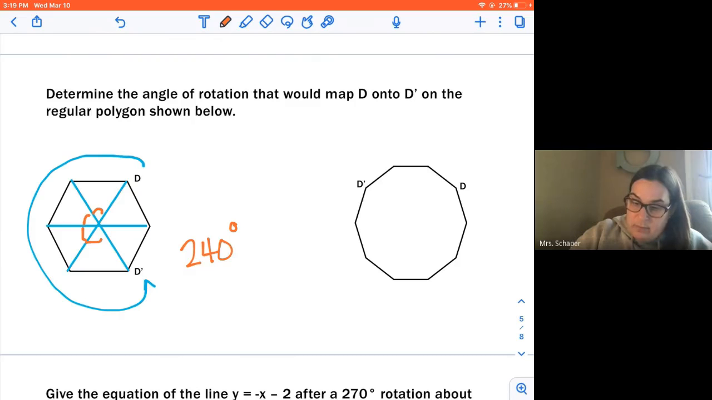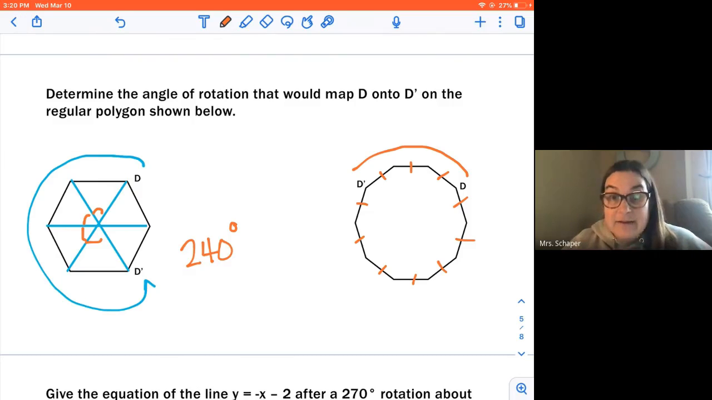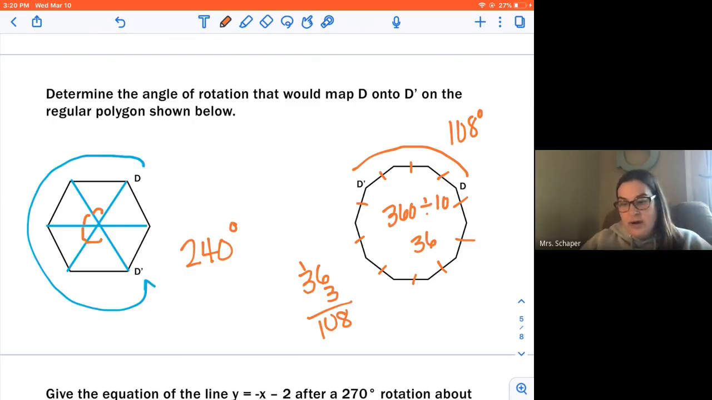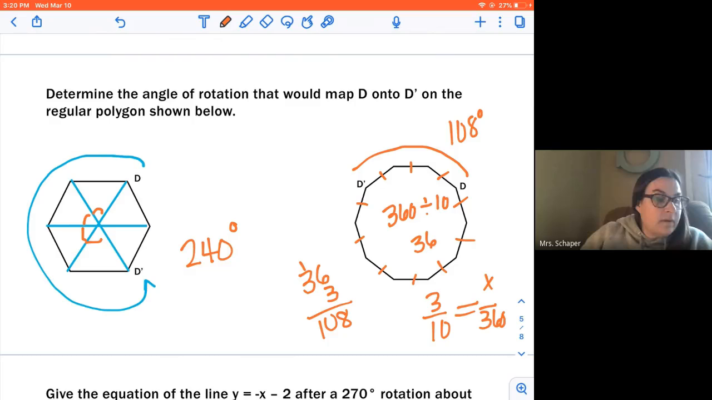Let's go D to D prime. 1, 2, 3 stops. Let's see how many sides I have. 1, 2, 3, 4, 5, 6, 7, 8, 9, so I have 10 sides. And any moment my dog's going to bark because my daughter's getting home. So I'm going 3/10 of the way. I'm going to take 360 degrees divided by 10, that's how many sides there are, and then I'm going to go 3 spots. So 36 times 3 is 108. So it's 108 degrees counterclockwise. Another option is I could have gone 3/10 and set up a proportion to get this.